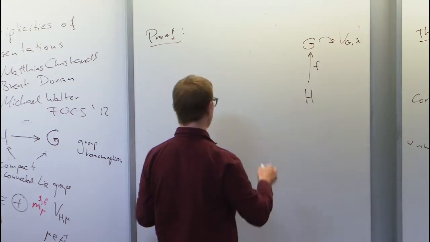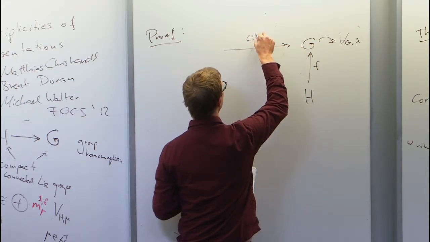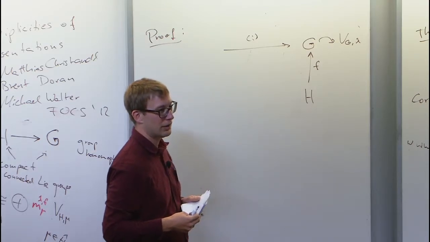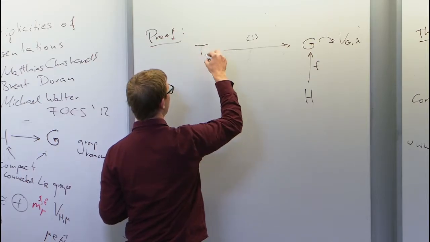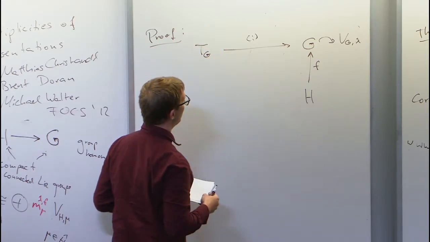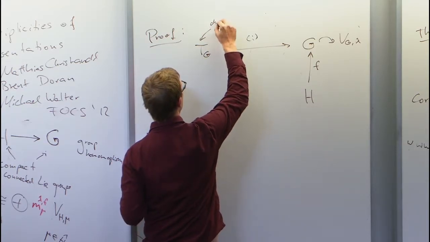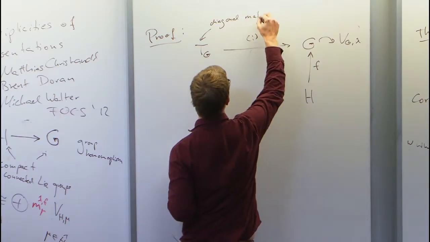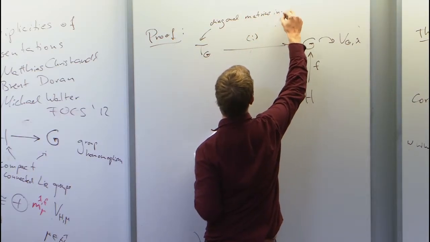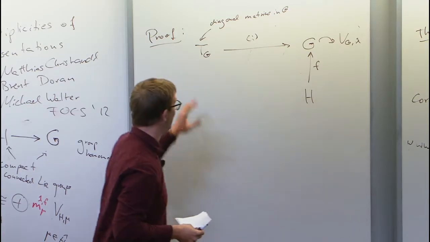So here's our procedure. We're going to first understand what the weights look like, what the weight multiplicities look like of this big group. Remember, TG, these are just the diagonal matrices in G, right? For us, G is kind of like the unitary group. It's the maximal torus.